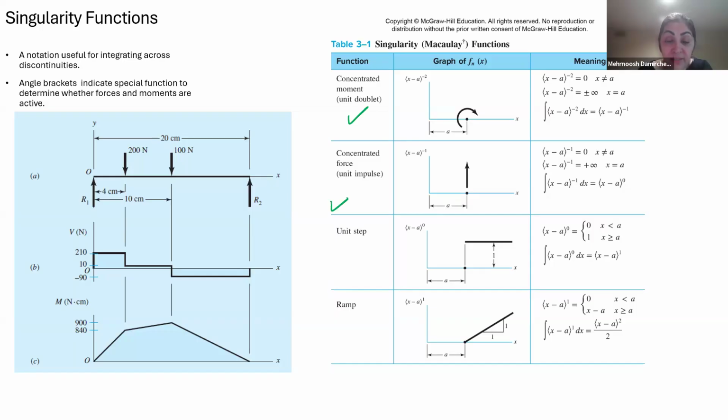Okay, so here we only focus on concentrated moments and concentrated force. When we have concentrated moment, we consider the order -2, means x minus a to the power of minus 2 equals 0. What's the meaning?